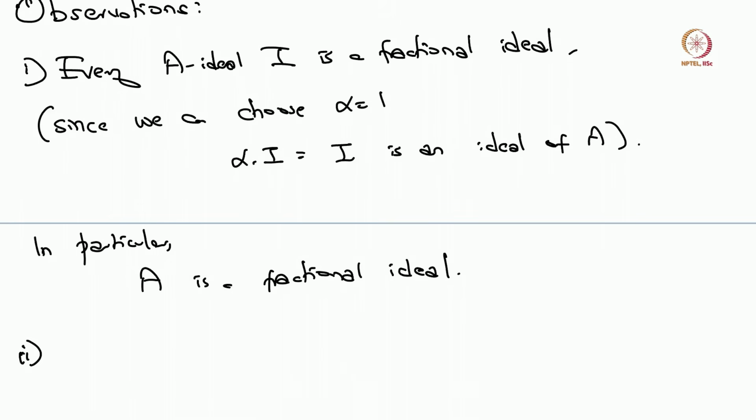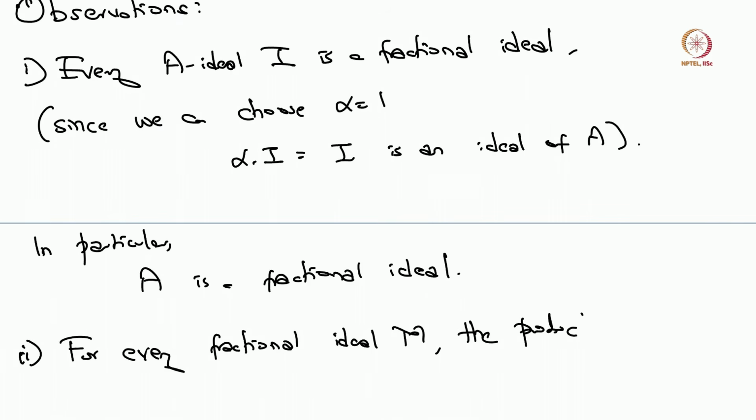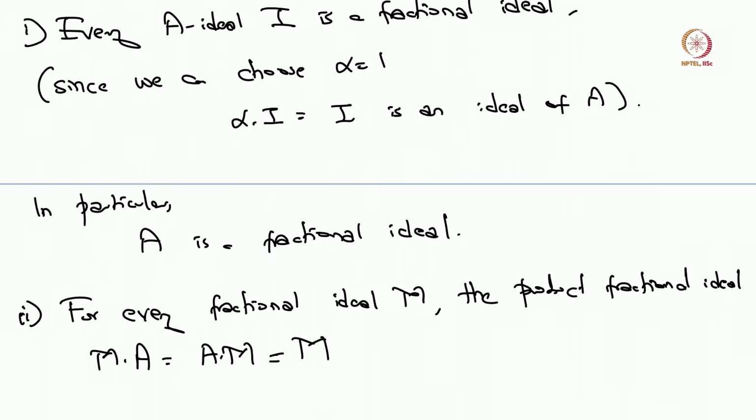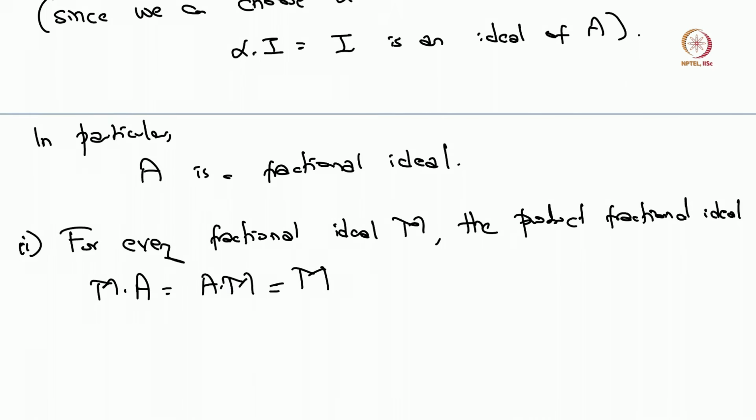And another observation is that if you give me any fractional ideal, say M, and then you try to form the product fractional ideal M times A, this is nothing but A times M, which is just M. Okay, the fact that M times A equals A times M again just follows since K is commutative.